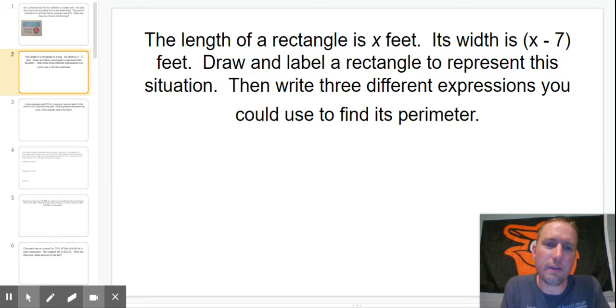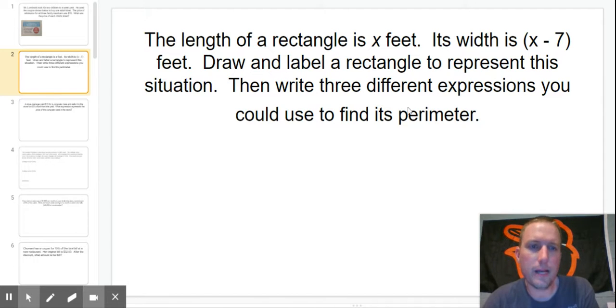It says the length of a rectangle is x feet. The width is x minus 7 feet. Draw and label a rectangle to represent this situation. Then write 3 different expressions you could use to find its perimeter.